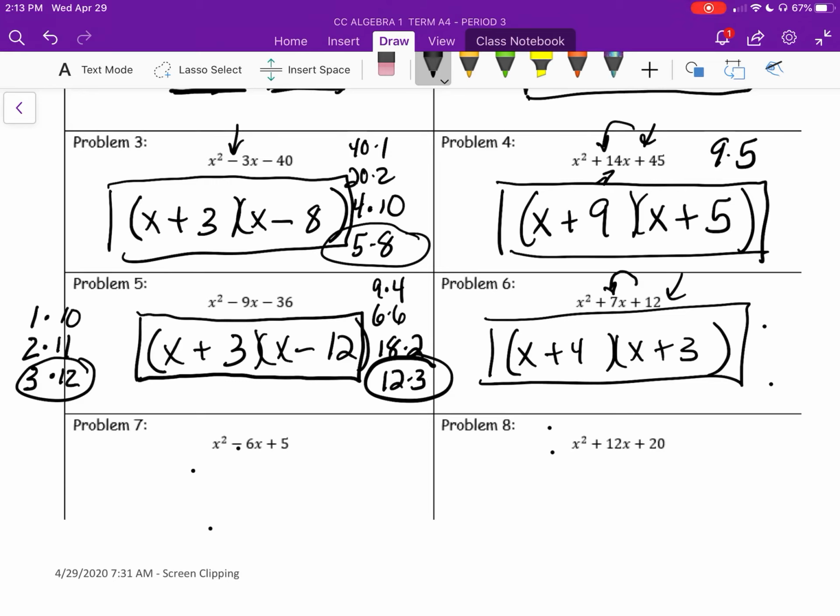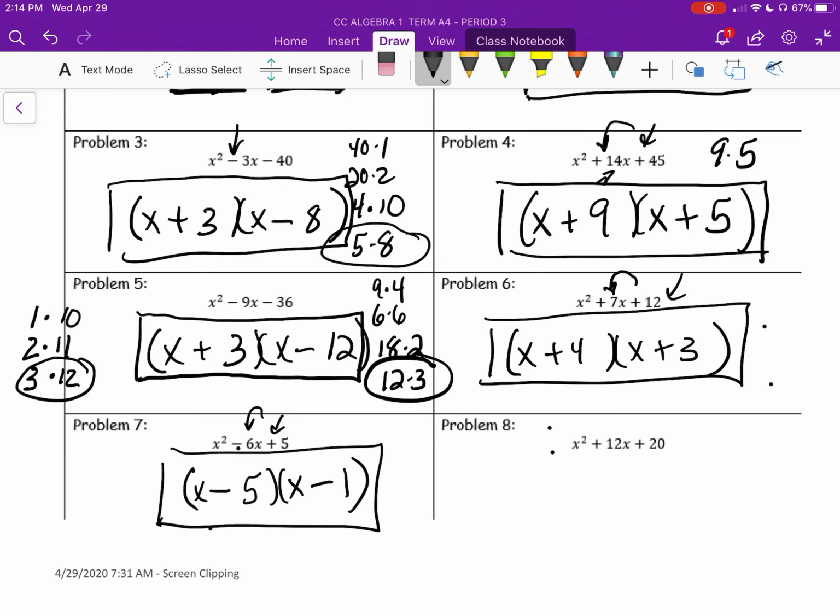And then our last two problems on the review from last week. Factors of 5 that add up to negative 6. We're adding up two negatives here because this is positive, tells me I'm adding, and I'm adding up to get negative 6. And the factors of 5 are 5 and 1. Those add up to negative 6.